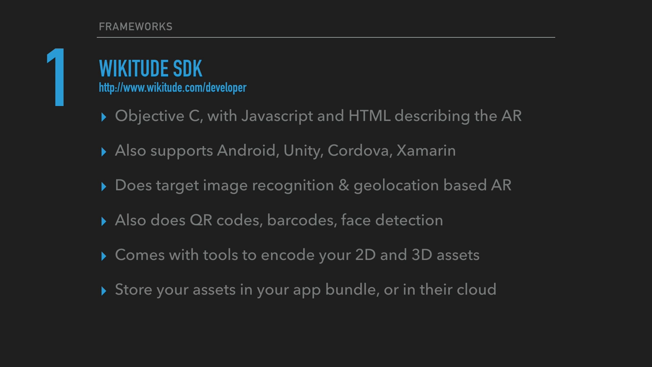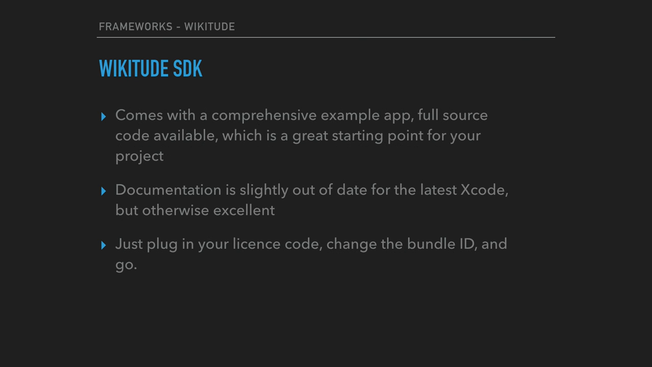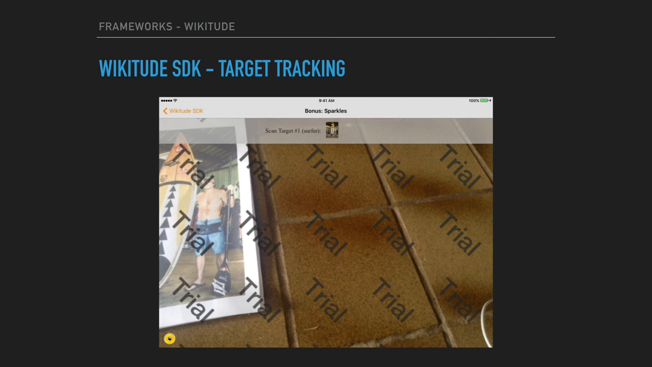It has all sorts of cloudy stuff as well, so it's buzzword enabled that way too. Comes with a really good example app. The documentation is pretty good, slightly out of date for the latest Xcode, so you might have to fiddle around with the compiler settings a little bit. You just plug in a license code and change the bundle ID, and that's it. You can have augmented reality in your app.